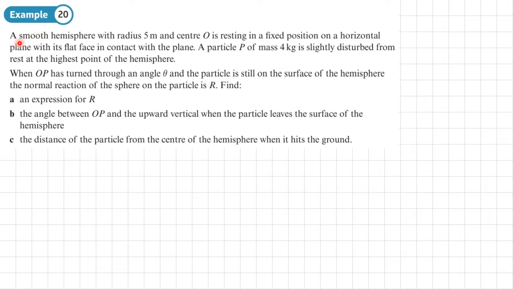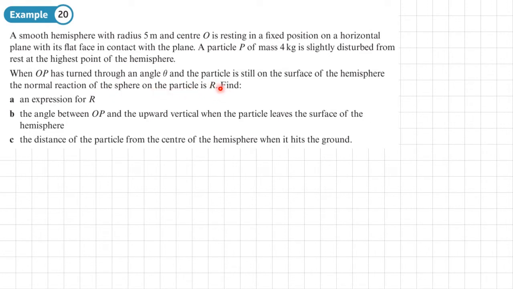Example 20. A smooth hemisphere with radius 5 meters and center O is resting in a fixed position on a horizontal plane with its flat face in contact with the plane. A particle P of mass 4 kg is slightly disturbed from rest at the highest point of the hemisphere. When OP has turned through an angle theta and the particle is still on the surface of the hemisphere, the normal reaction of the sphere on the particle is R.